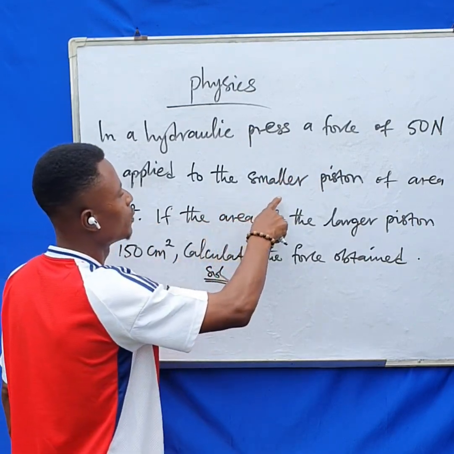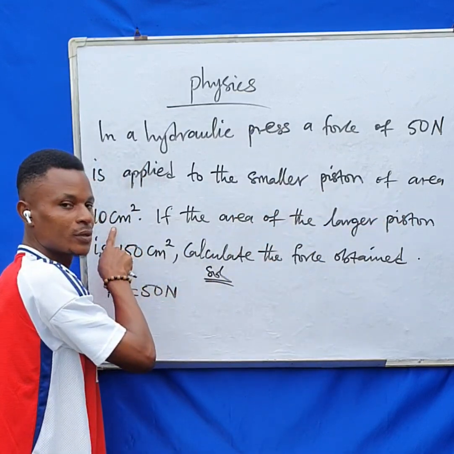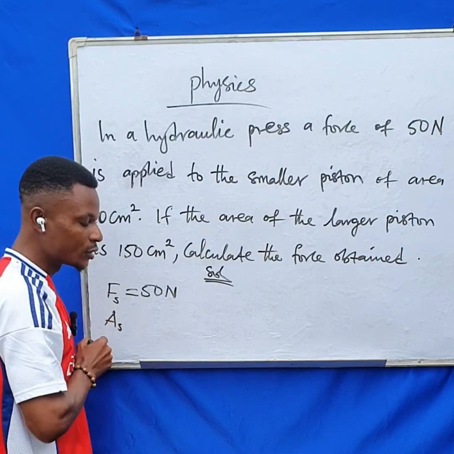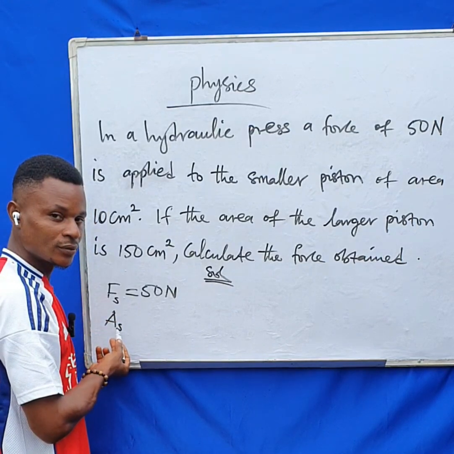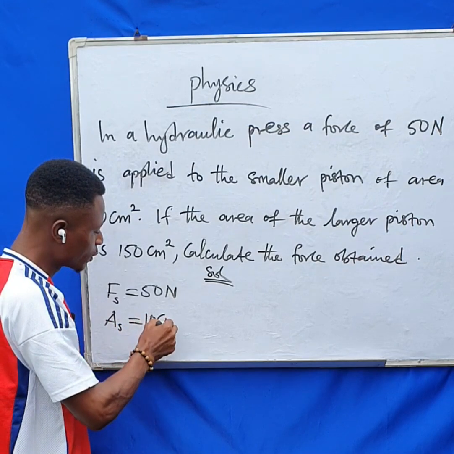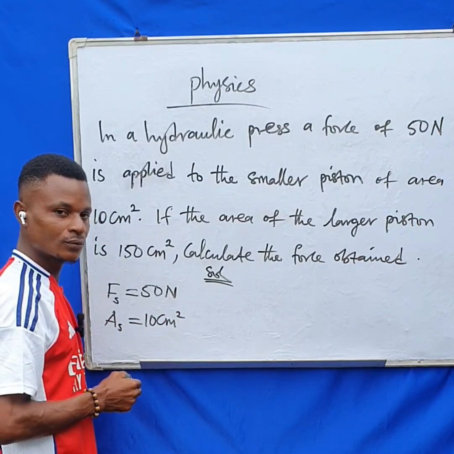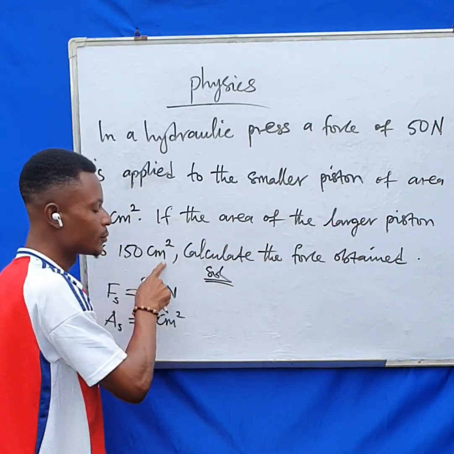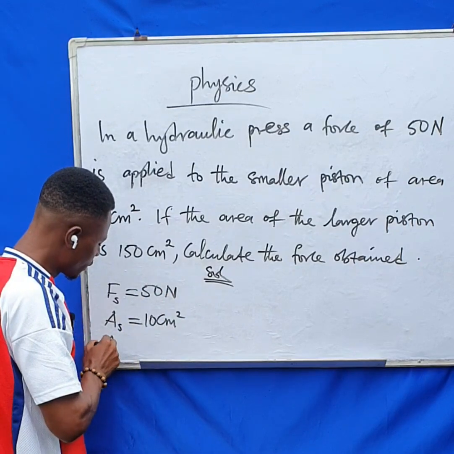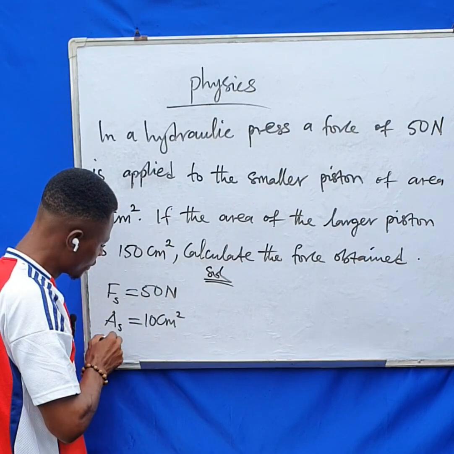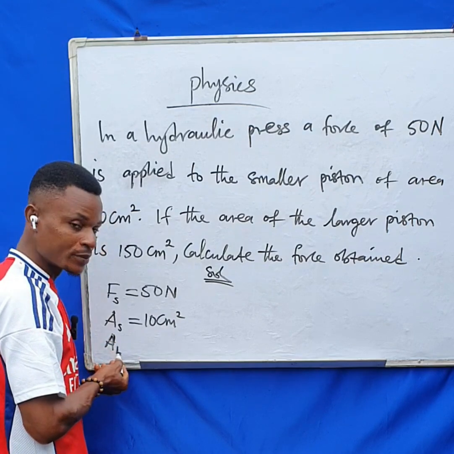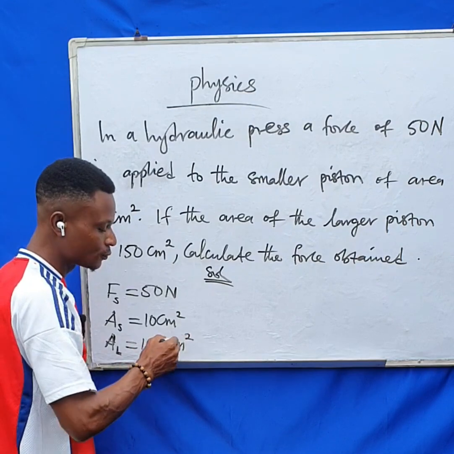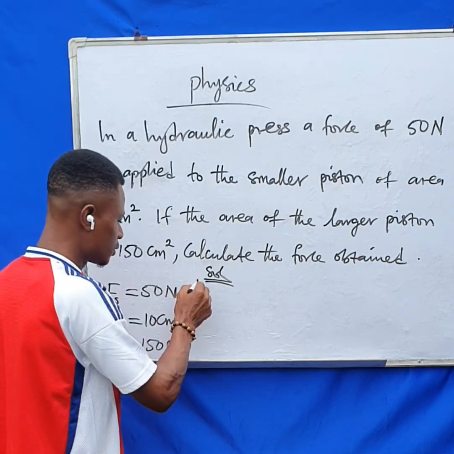Also, we are told that the smaller piston of area, that means this is the area of the smaller piston. So we can say let AS represent the area of the smaller piston, which is given to us as 10 cm squared. Next, we are told that the area of the larger piston is 150 cm squared, so we can let A subscript L represent the area of the larger piston, which is given to us as 150 cm squared. Let me draw a line here.